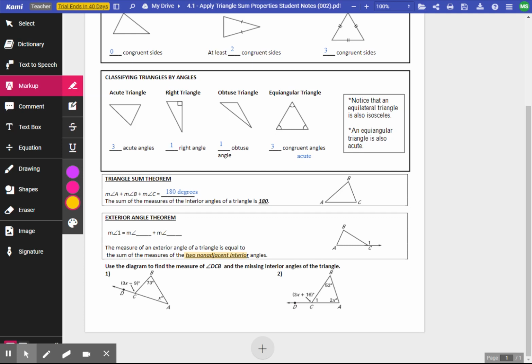So our theorem says the measure of an exterior angle of a triangle is equal to the sum of the measures of the two non-adjacent interior angles. It's a long sentence, but it's a pretty simple theorem.